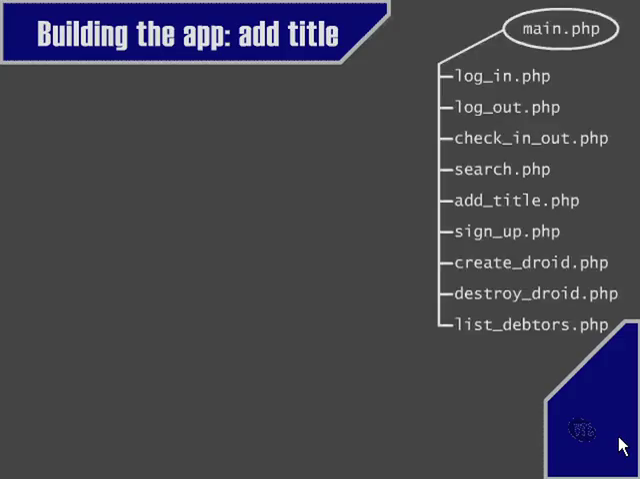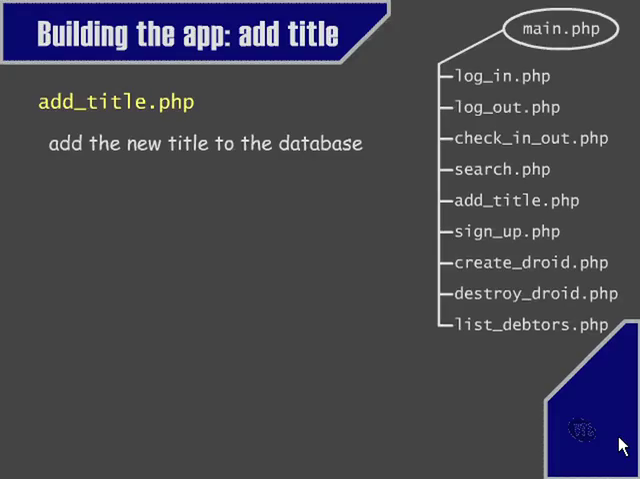The next thing we need to be able to do with our application is to add new titles to the VideoShop stock. We do this using the add title script, and this performs a number of related functions. One is to add the new title to the database. Then we have to find the ID of the film we just added.